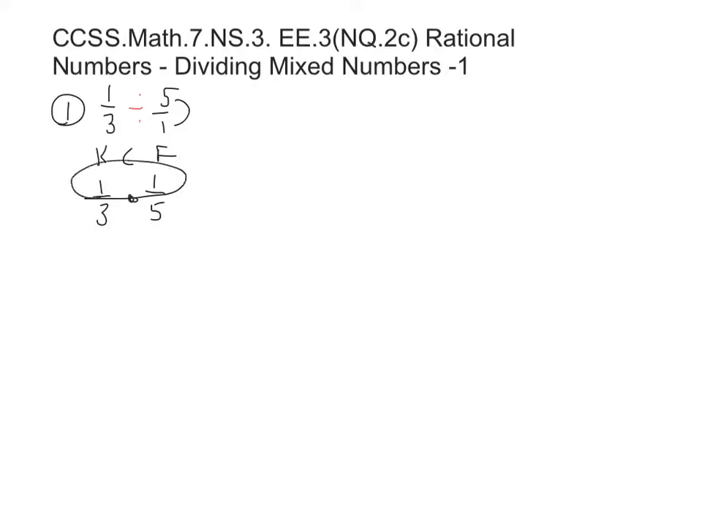We are going to multiply across. 1 times 1 is 1. 3 times 5 is 15. And 1 in the numerator is done. So moving on to the second one. It's going to get a little harder, but you're a little smarter.